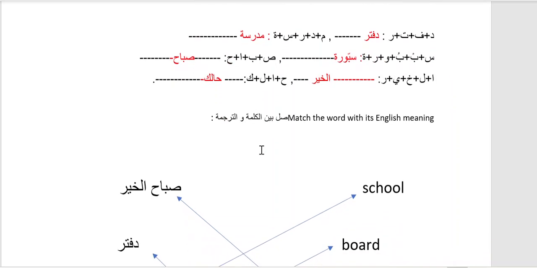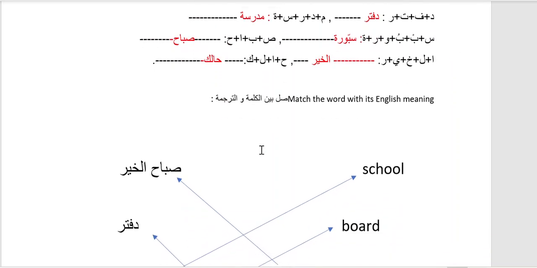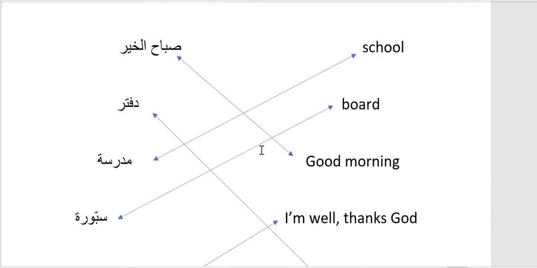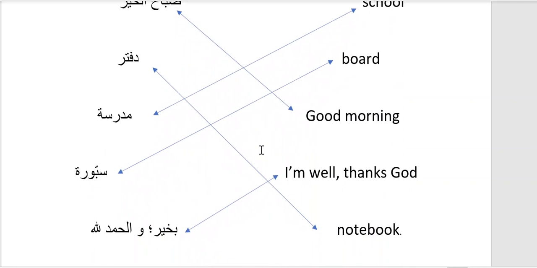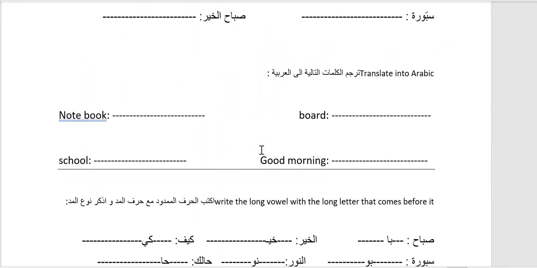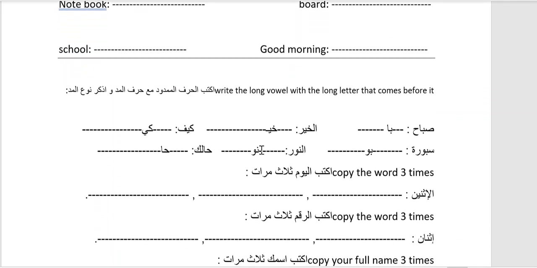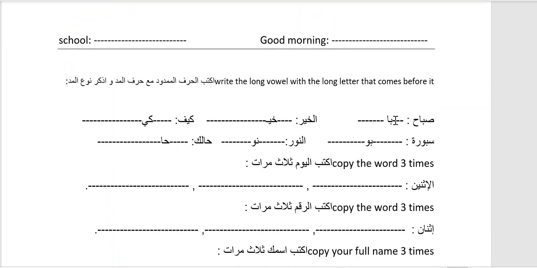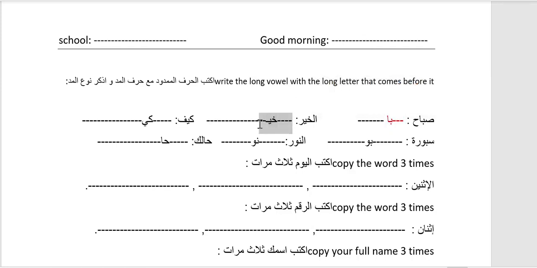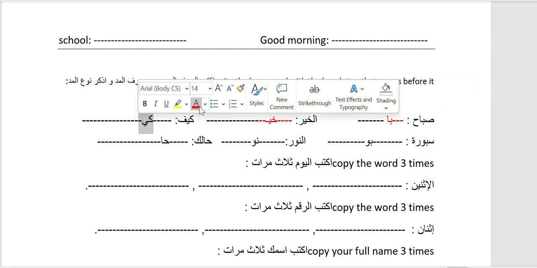Then your answer should look like that. Now here sabah al-khair means good morning. Daftar, notebook. Sabura, madrasa, bikhair walhamdulillah. And here the translation, I left it for you to do. It's already easy. And this is your answer here for the long vowels and the long letter. They should look like this.